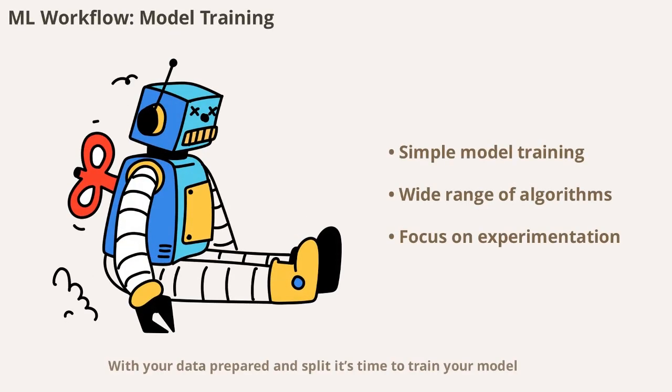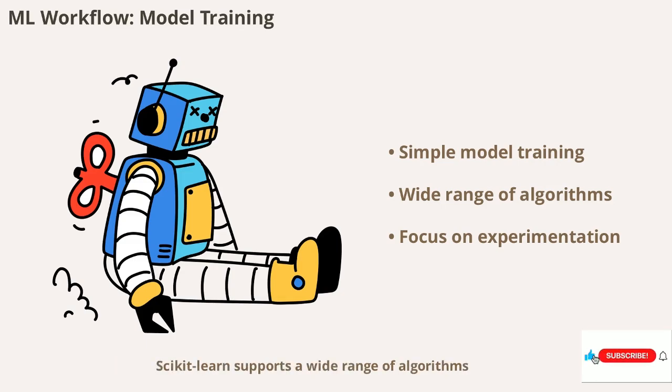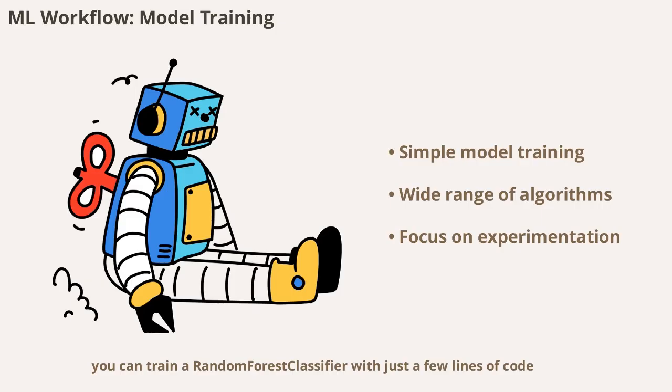With your data prepared and split, it's time to train your model. Scikit-learn supports a wide range of algorithms, and training is as simple as calling the fit method on your estimator. For example, you can train a random forest classifier with just a few lines of code. This simplicity allows you to focus on experimenting and improving your models.